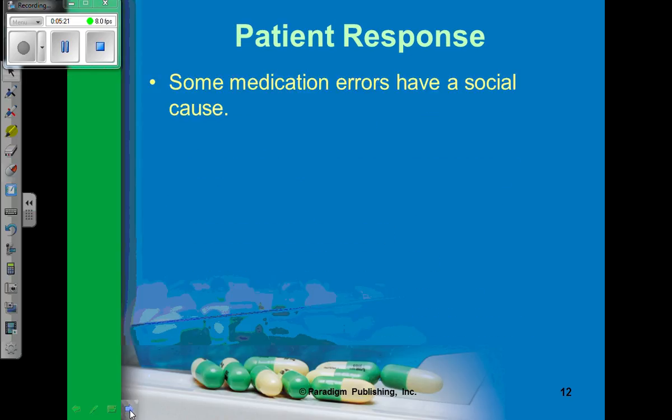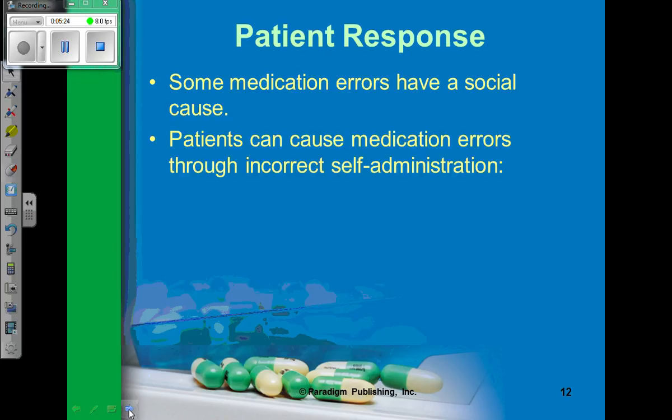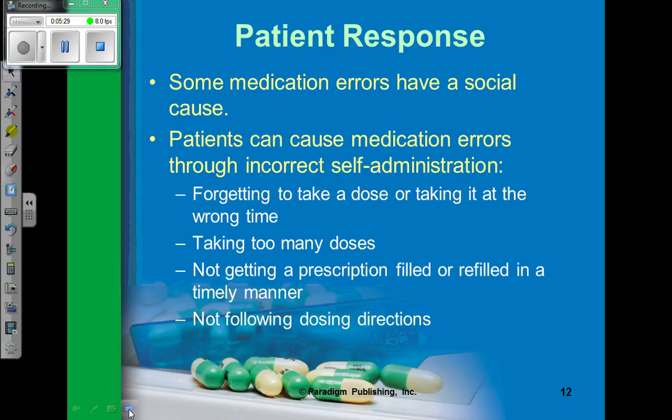Some medication errors have a social cause. Patients can cause medication errors through incorrect self-administration. As a result, the medication will not work properly or may not work at all or may cause harm if they forget to take a dose or take it at the wrong time, take too many doses, don't get a prescription filled or refilled in a timely manner, don't follow dosing directions, or terminate the regimen too soon. So it is important for the pharmacy tech to notice the refill history when entering an order.